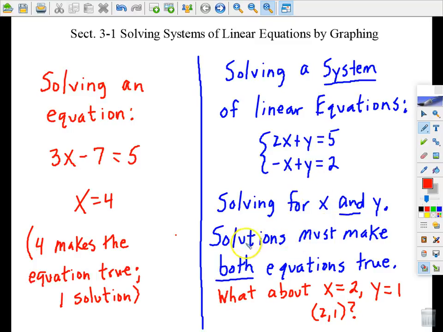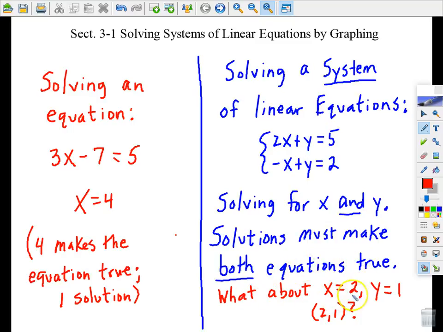And this is a key point that I need to make: when we do find those solutions for x and y, we have to be sure that the number we substitute in for x and the other number that we substitute in for y not only make one of the equations true, but they also make the other. In other words, they must make both equations true.